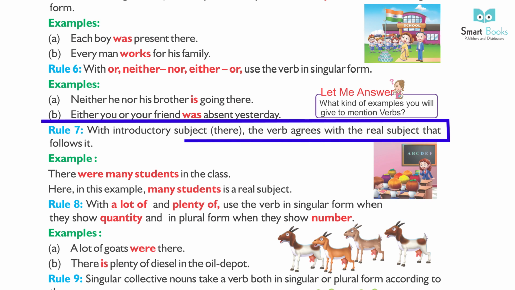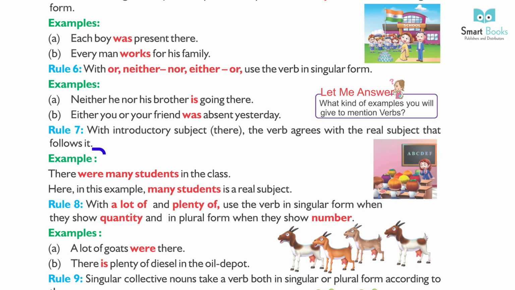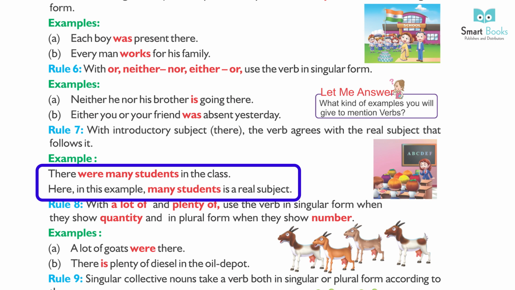Rule 7. With an introductory subject 'there', the verb agrees with the real subject that follows it. Example: There were many students in the class. Here in this example, 'many students' is the real subject.